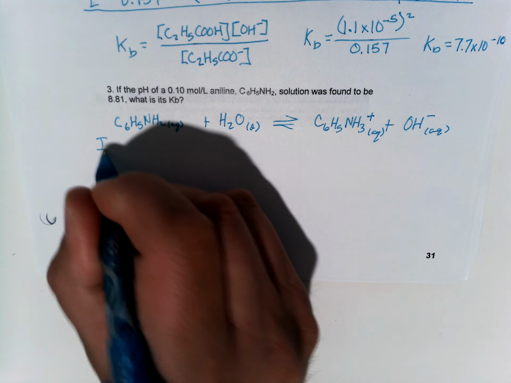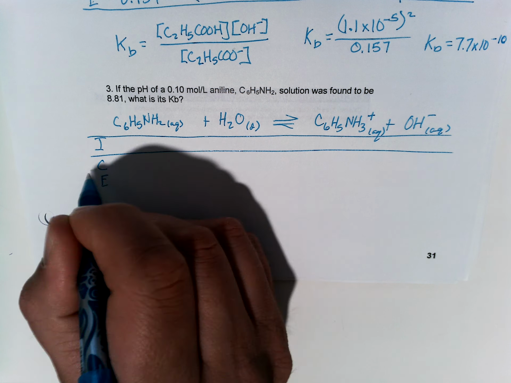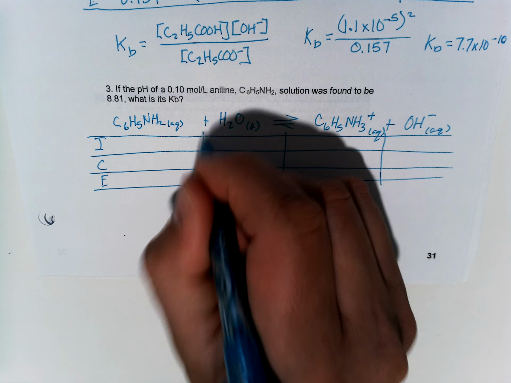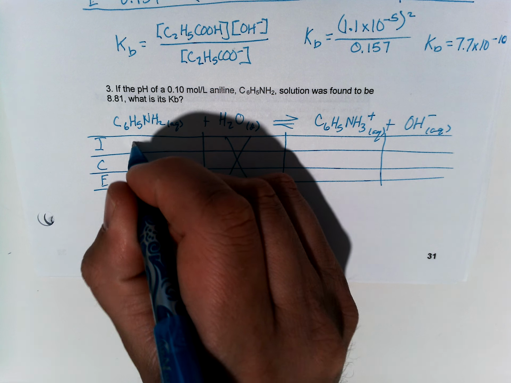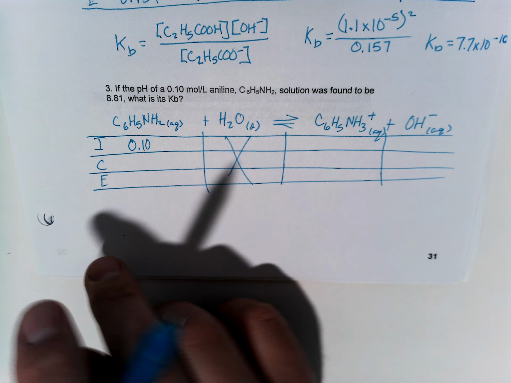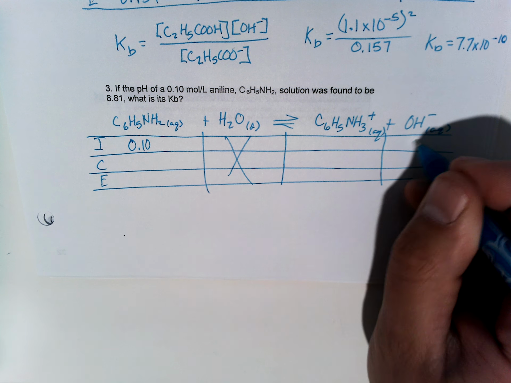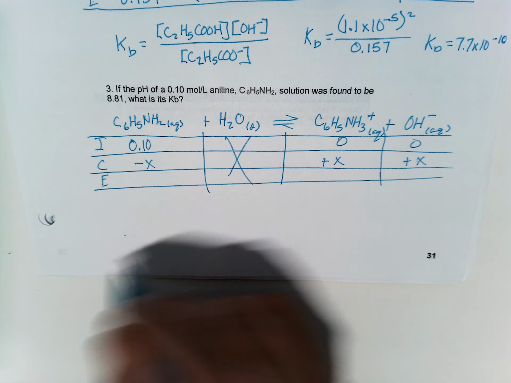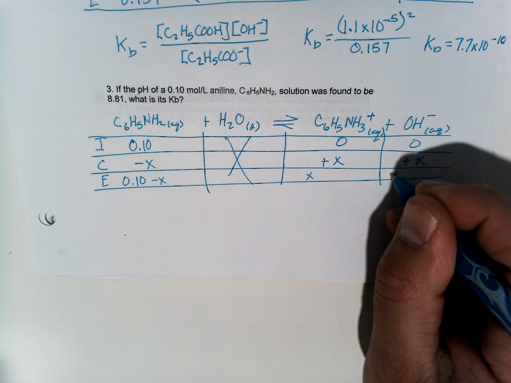Okay, we'll again do our ice table. Okay, and this doesn't matter here. Okay, so we are given 0.1 moles per liter solution to start with here. Okay, and then we found that the pH is 8.81. So that's going to help us solve for this. So again, these will start at 0. These will both be plus x. This one will be minus x. So this will be 0.10 minus x. And then both of these will just be x.